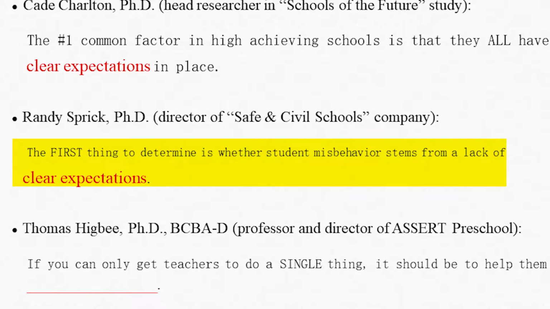Okay, next. This is Randy Sprick. He's the one that I told you developed the CHAMPS curriculum. Also the director of the Safe and Civil Schools Company. He's probably written more textbooks and conducted more research in the field of education than any of the other researchers combined. Here's what he said. The first thing to determine is whether student misbehavior stems from a lack of clear expectations. When we have problems with disruption, that's the first thing we need to check for: do the students understand what is expected of them behaviorally?